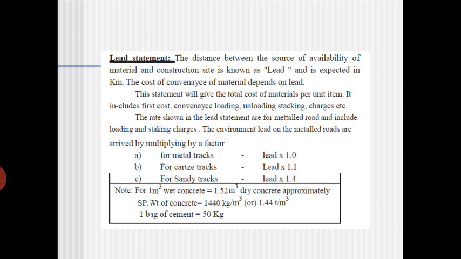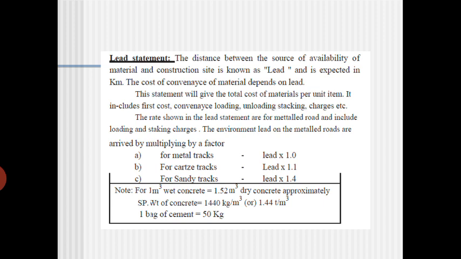Maybe one more thing is the lead statement. What is this lead statement? The distance between the source of availability of the material and the construction site is known as lead, and it is calculated with the help of kilometers. Maybe the sand is available at the river bank. Suppose your site is around 5 kilometers from the river bank, then your lead will be 5 kilometers.